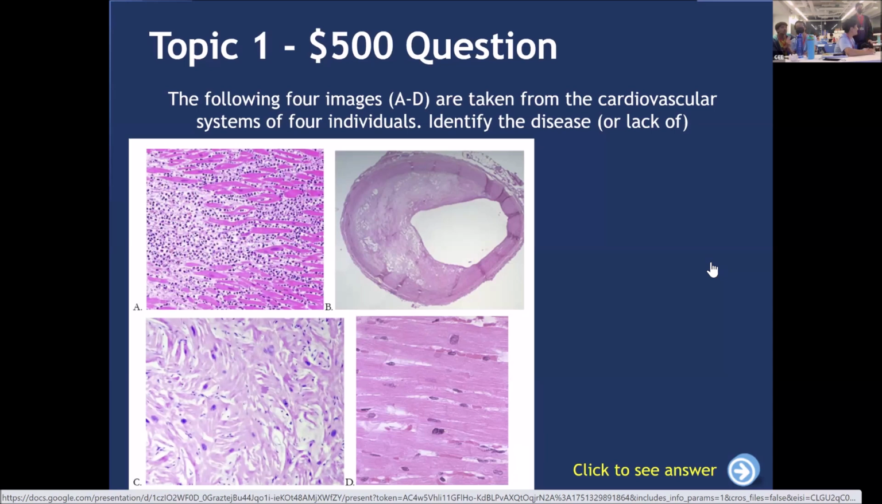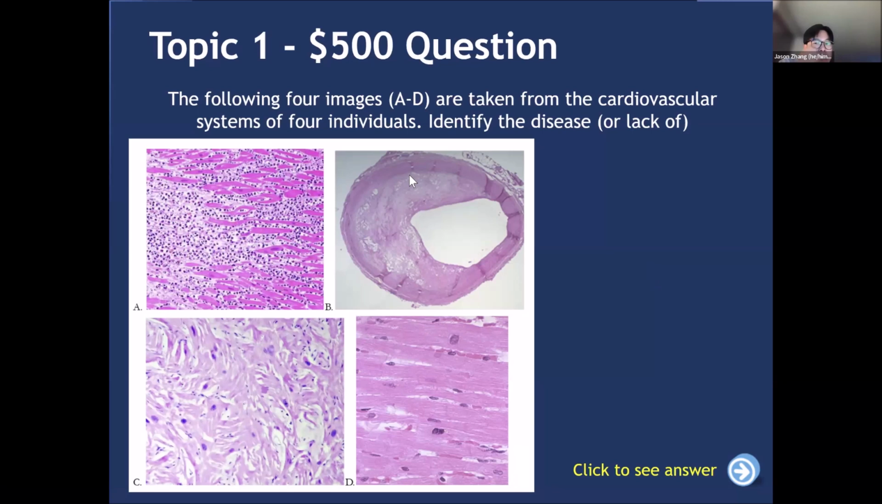Alright, answers. Top left, pericarditis. Top right, atherosclerosis. C is myocardial infarction, and D is normal. No, hypertrophy. Okay, not quite, but still pretty close. So top left is myocardial infarction. You can tell because there's a neutrophilic infiltrate, and you can see what are called wavy fibers, where it's the dead and dying myocytes. Top right is atherosclerosis. You guys both got it.